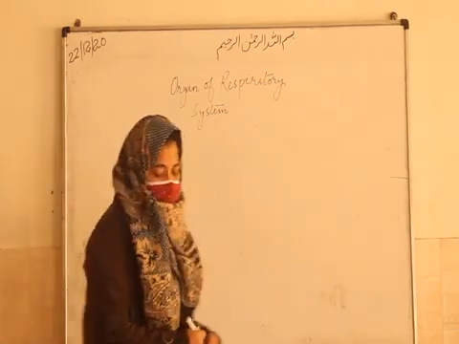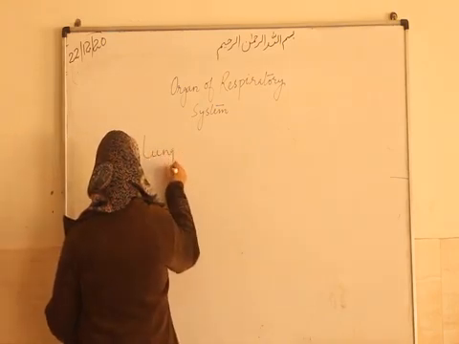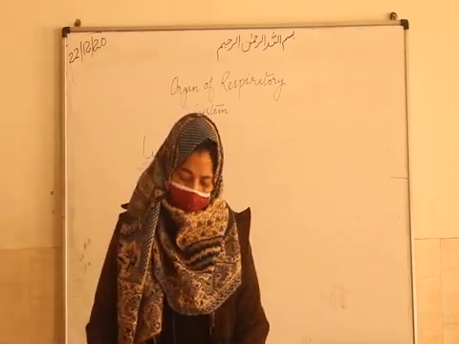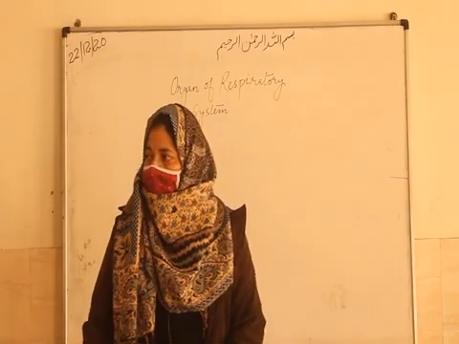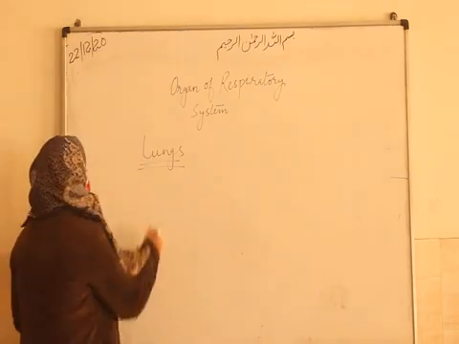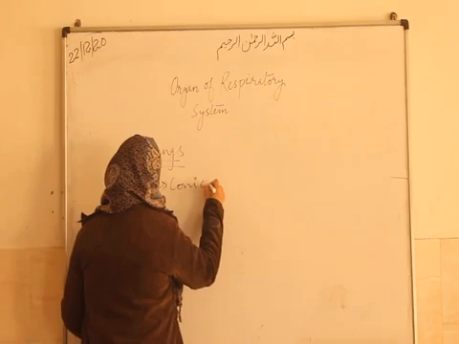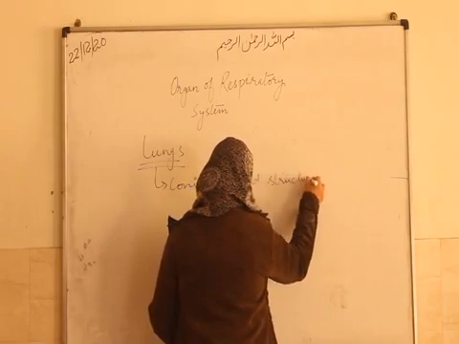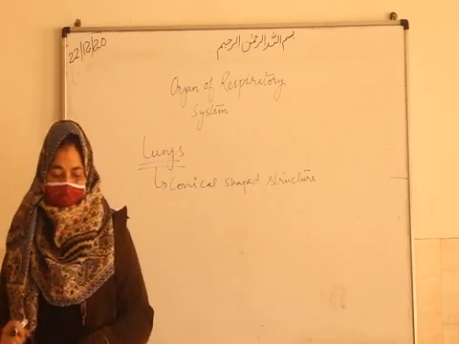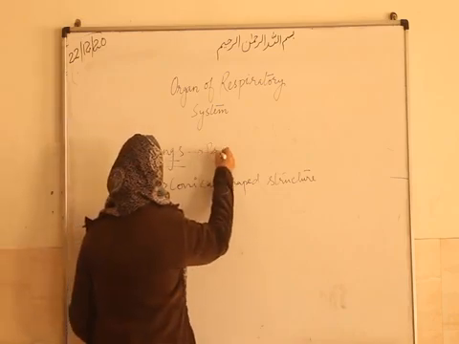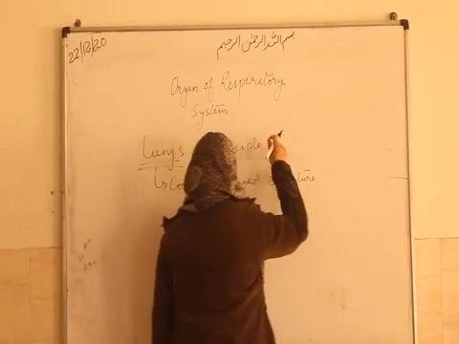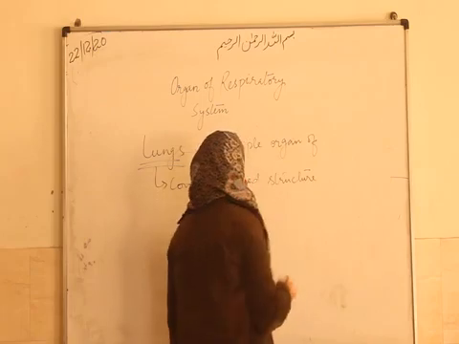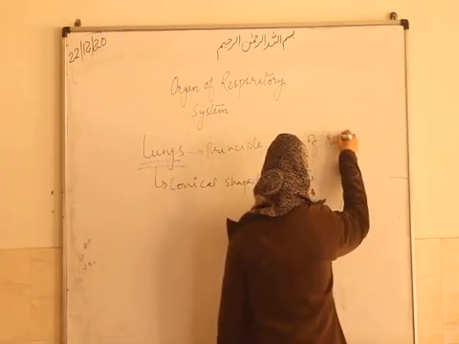Then lungs. Which shape are the lungs? Lungs are of conical shape. It's a principal organ of the respiratory system.